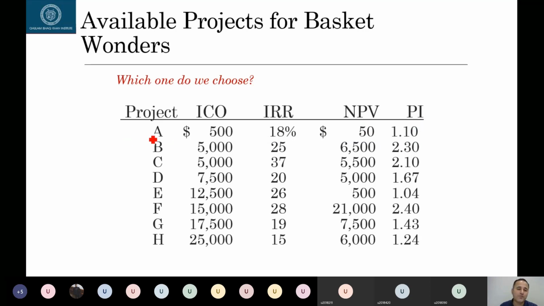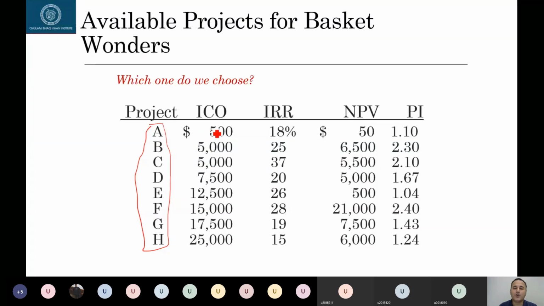So suppose Basket Funder has these 8 projects to choose from, and the total budget allocation is $32,500. So there is a budget constraint. Now, the other constraint is, of course, you cannot pick a project in parts. It has to be a full project.